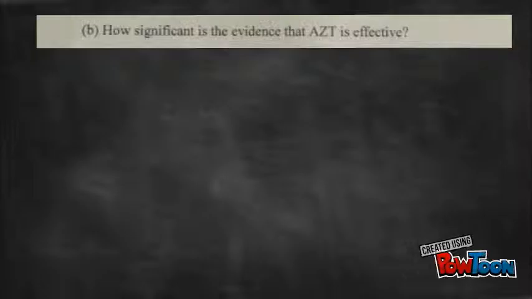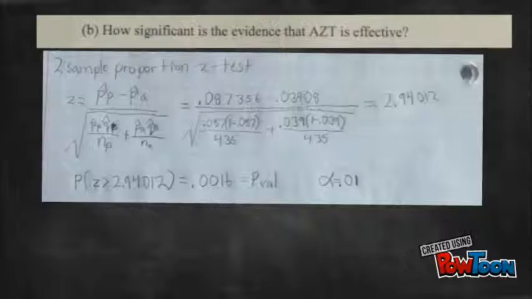B. How significant is the evidence that AZT is effective? For this, we'll conduct a two-sample proportion z-test. The formula is given below. I've taken the liberty of plugging those in and producing a z-value of 2.94, which gives us a probability of being greater than z of about 0.0016.